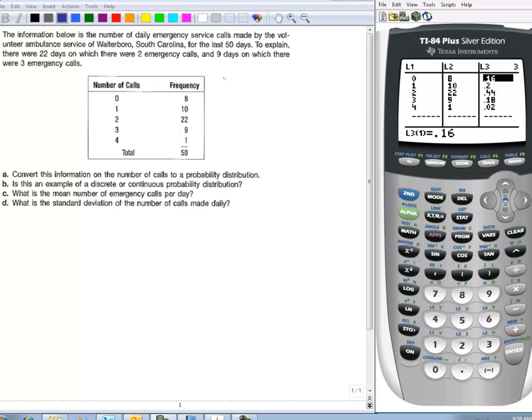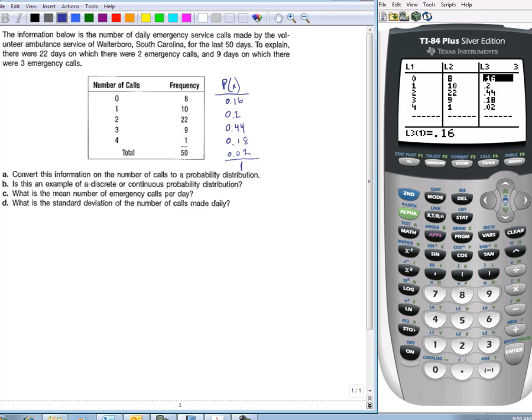So we're going to put probability here. So probability of x, where x is the number of calls, is going to be 0.16, and I'm just writing these from the calculator, 0.2 here, 0.44, 0.18, and 0.02. Of course, adding those all together will give us 1, because we're guaranteed to get one of these because it's exhaustive. So there's the answer to A.